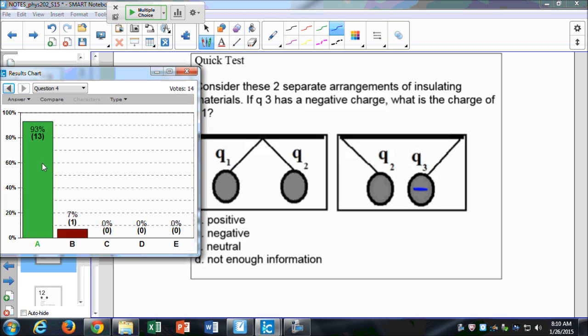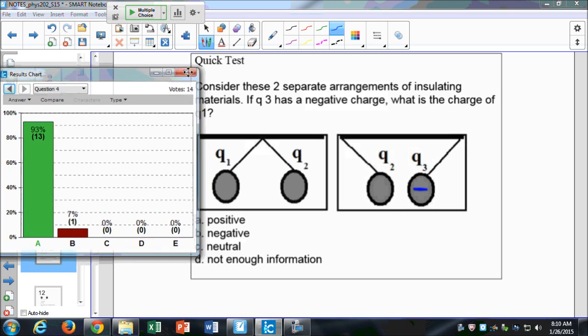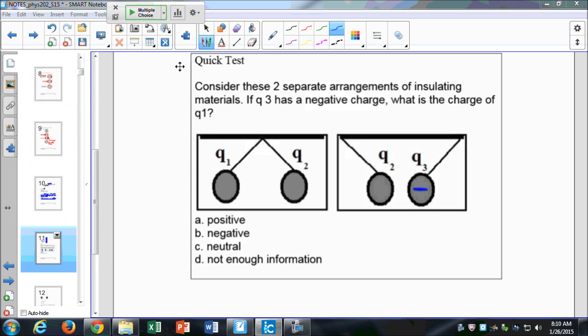Let's see, A must be right. So these are pretty simple. If Q3 is negative, that means Q2 must be positive. If Q2 is positive, that means Q1 is positive. So A is the right answer. But you can see some questions like that in a multiple choice part of your exam.